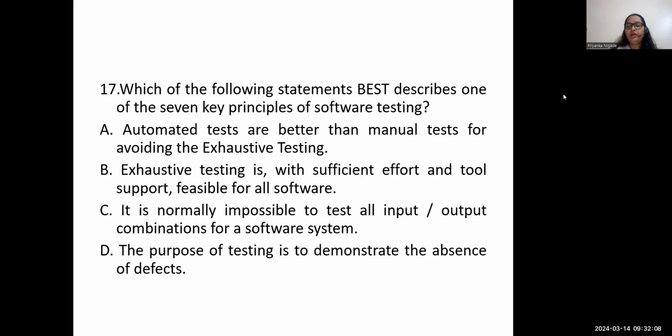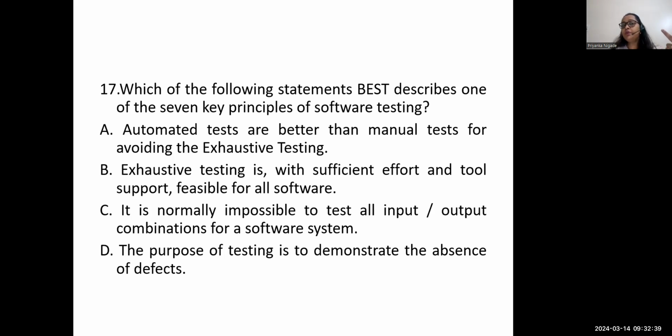Again, see the question. Which of the following statements best describes one of the 7 key principles of software testing? Guys, yesterday we covered this topic. We have a total of 7 principles to follow. Let's list them out one more time. First, testing is context dependent. Every different application we can test differently. Second, early testing saves time and money. Testing should start right from the requirement and continue till the release.